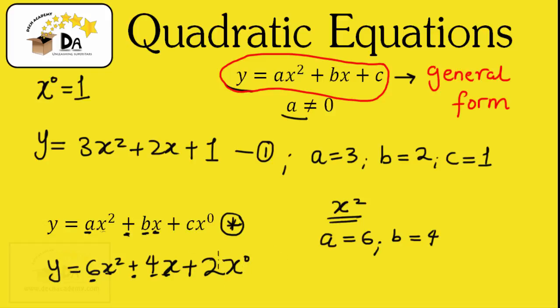The coefficient of x to the 0, okay, we have a plus sign, we have a plus sign. The coefficient of x to the 0 here in the given equation is 2. Coefficient of x to the 0 in the general form is c. So for our given equation, c is equal to 2. So what I'm just trying to say is that this equation, y equals 6x squared plus 4x plus 2x to the 0, or 6x squared plus 4x plus 2, is a quadratic equation, or it's an instance of this general form where a is 6, b is 4, and c is 2.